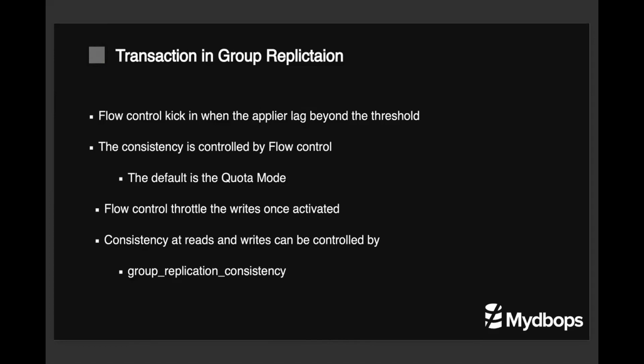Yeah, the default is the quota mode. So the default is the quota mode, where it tries to reduce the write set size so that it can eventually apply it. It tries to reduce the size of the transactions further and further until the flow control is released. Okay. So it controls the write sets, the write sets in groups, right? It will try to reduce or slow down the writes from the master. It means you will take more time to commit than usual when the flow control kicks in.